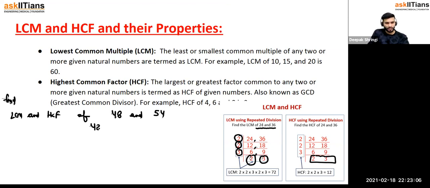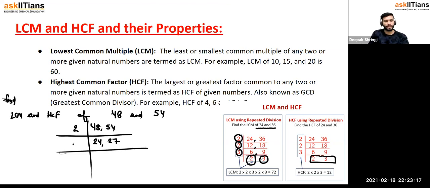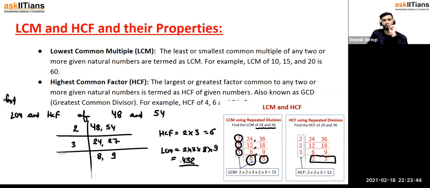So you'll do the prime factorization. In one way, you can find both things. Both of them are divisible by 2. So 2 24s and 2 27s, right? Now both of them are divisible by 3. So 3 8s are 24 and 3 9s are 27. Now they are not divisible, right? 8 and 9 are not divisible by any number. Okay, so what is the HCF? HCF would be 2 into 3 only. You just multiply the column elements. So 6 is the HCF. What is the LCM? It's going to be 2 into 3 into 8 into 9. That's going to be 144 into 3, right? I think it's 432. Yeah, that's your LCM.